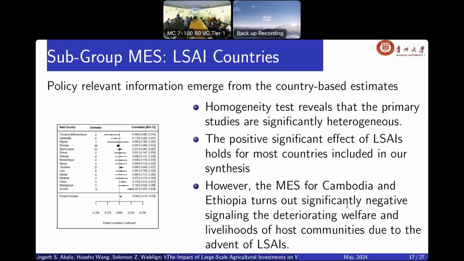And we also conduct subgroup mean effect size calculations based on the different countries where this research was conducted. And we actually find a very interesting result: the mean effect size is negative in some of the countries, including Cambodia, Ethiopia, and Sierra Leone, specifically because much of the estimates originated from Ethiopia and Sierra Leone.